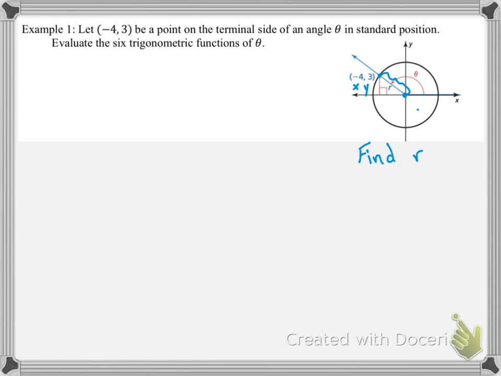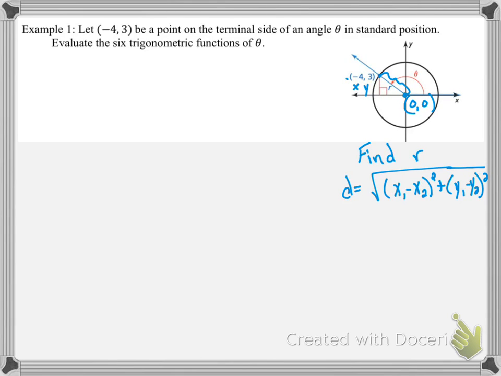So it's really that distance right there. There's a couple different ways you can do it. You can do a distance formula. This is the point 0, 0. This is the point negative 4, 3. You could use the distance formula: subtract the x's, subtract the y's, square them, and use the distance formula, back from geometry.